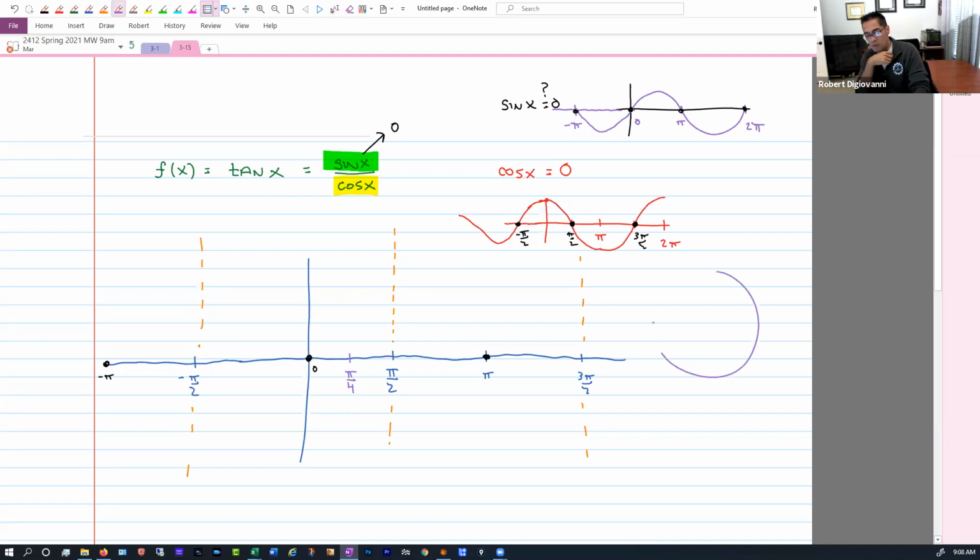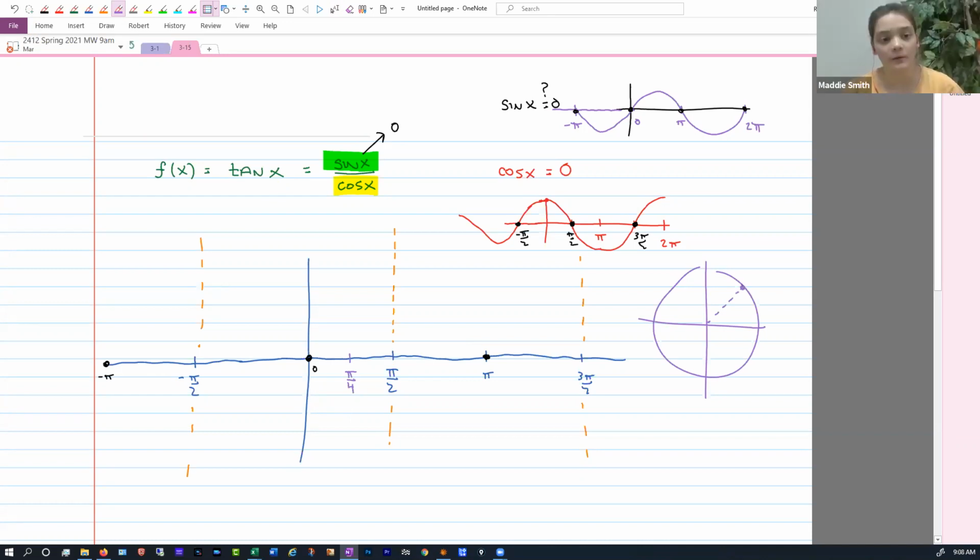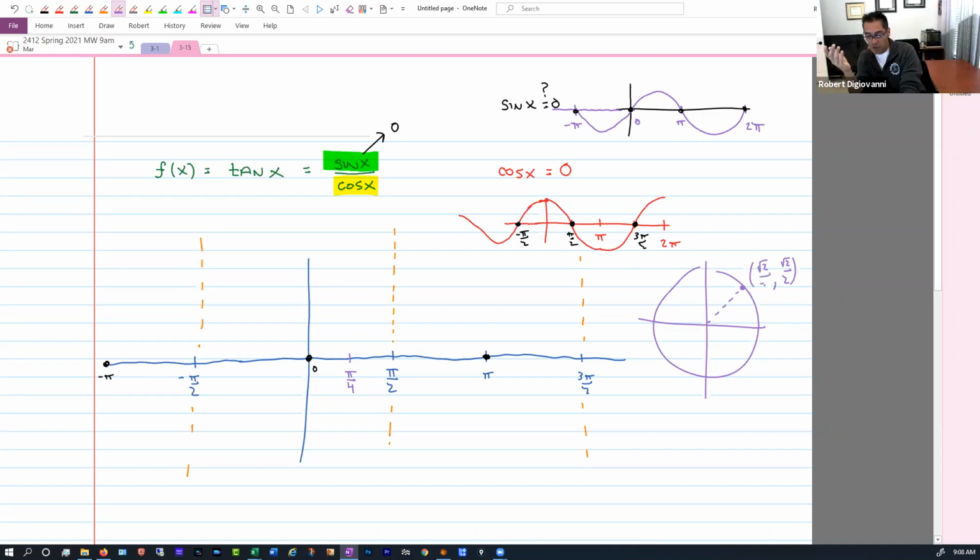Think about the unit circle. Think about where pi over 4 is. Think about what tangent is. That would be 1, wouldn't it? 1. That's right. It'd be 1 because tangent is the y coordinate, which is root 2 over 2, divided by the x coordinate, which is also root 2 over 2. And if you divide those, you get 1. So we know at pi over 4, you get 1.